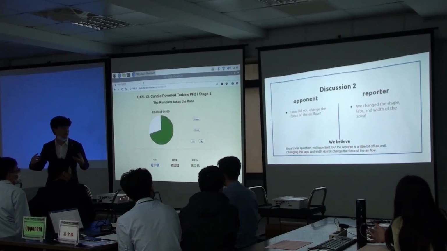And the opponent asked, how did you change the force of the airflow? And the reporter said that we changed the shape, length, and width of the spiral. So this is a trivial question.